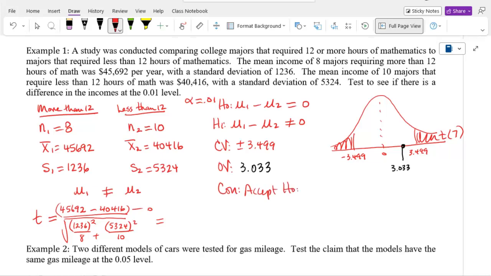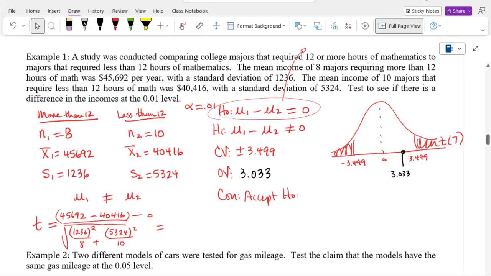That means we have to write what the null hypothesis says, but not before we put it back into a form where we can make the comparison. Move the mu sub 2 back over to the other side. And what do we know now about the average incomes of majors with more than 12 hours of math versus majors with less than 12 hours of math? It's about the same.